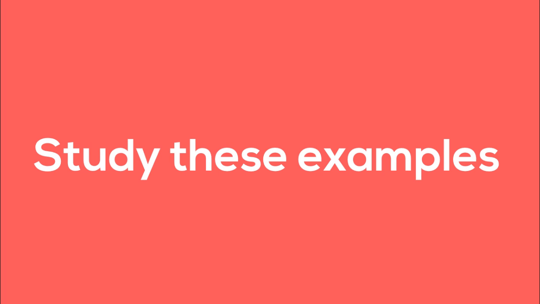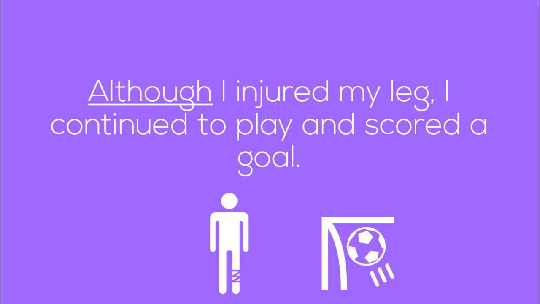Let's look at some more examples to make everything very, very clear for you. Although I injured my leg, I continued to play and scored a goal. Now, I want you to notice which part of the sentence is negative and which is positive. Well, if you look at it, the first part is quite negative. I injured my leg. I hurt my leg. But the second part is positive. So the speaker wants you to focus on the second part and say, wow, well done. You scored a goal. Fantastic.